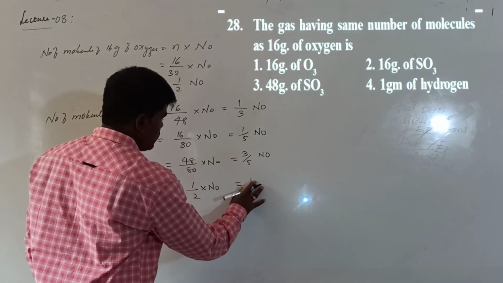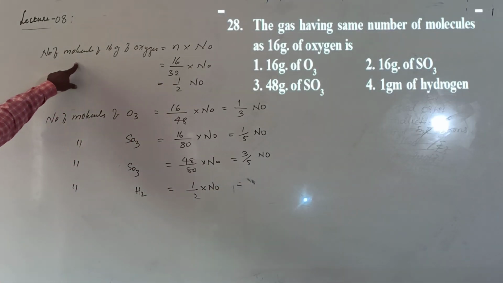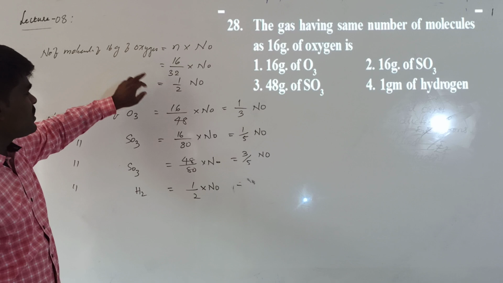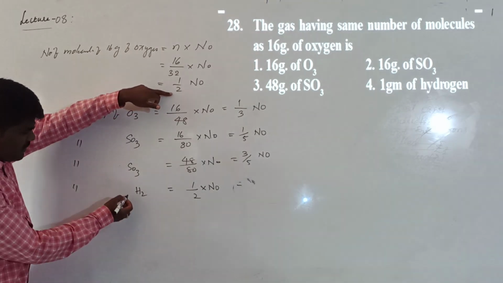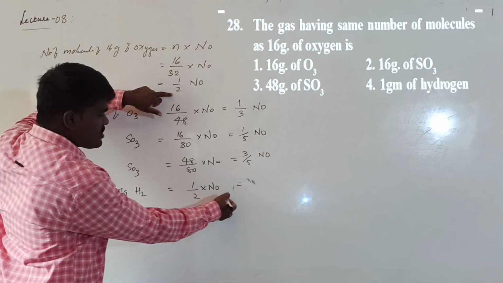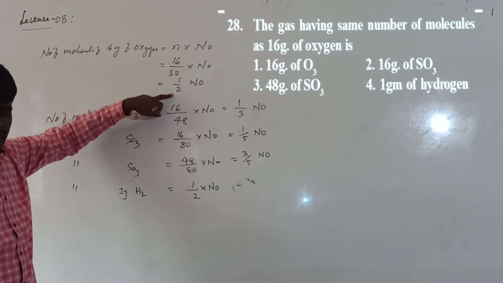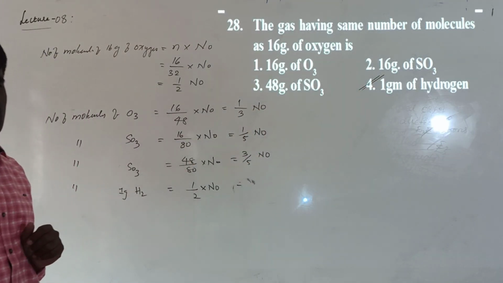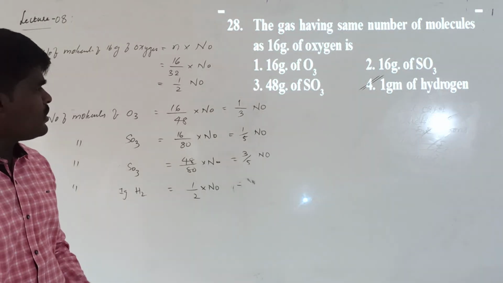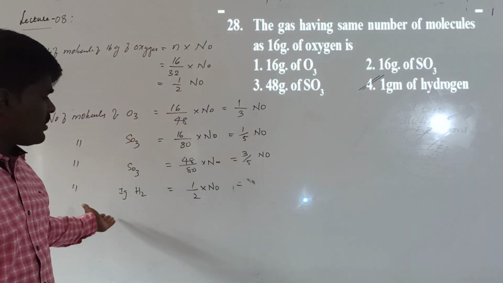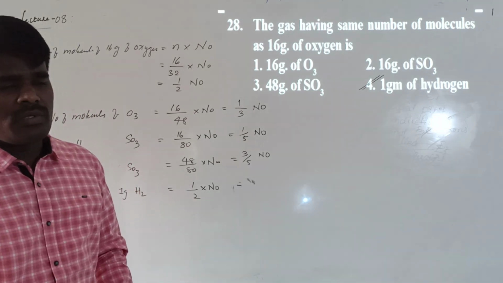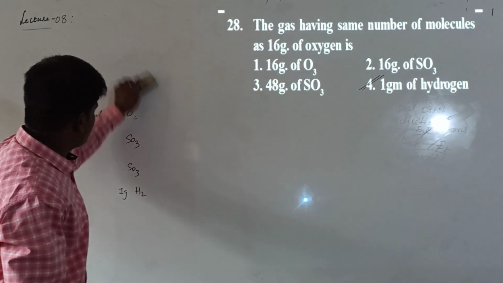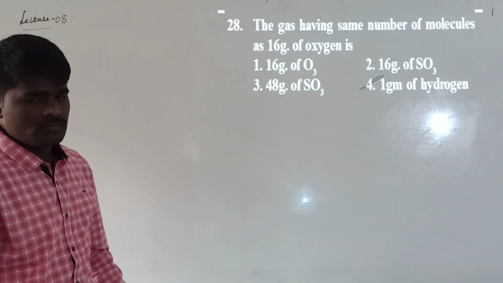So, what is the question asking? Which of the following has the same number of molecules as that of 16 grams of oxygen? 16 grams of oxygen contains half mole of oxygen molecules, whereas 1 gram of hydrogen also contains half mole of hydrogen molecules. That means the number of molecules are equal to that in 1 gram of hydrogen. Hope it is clear.